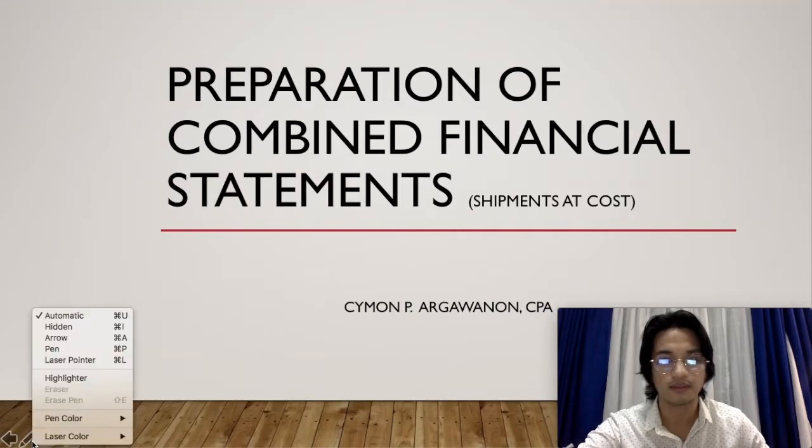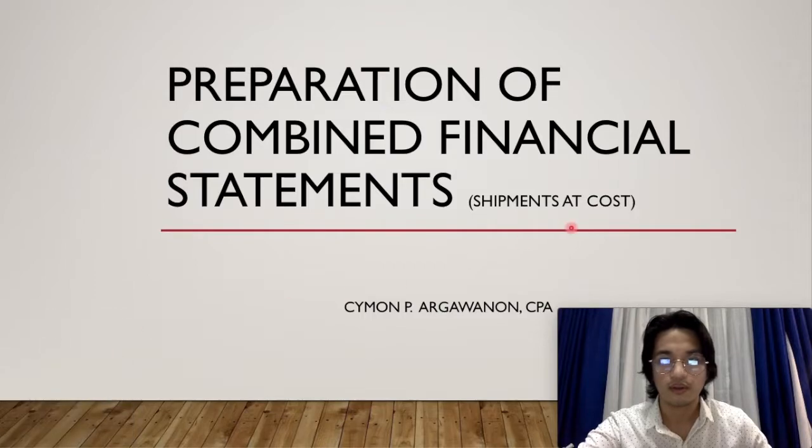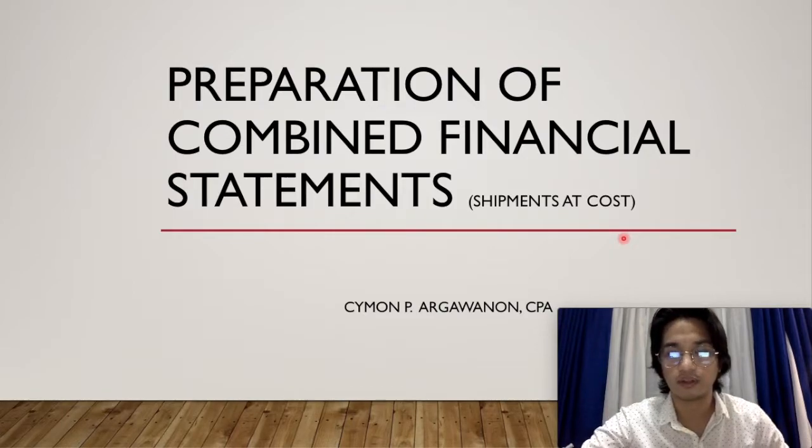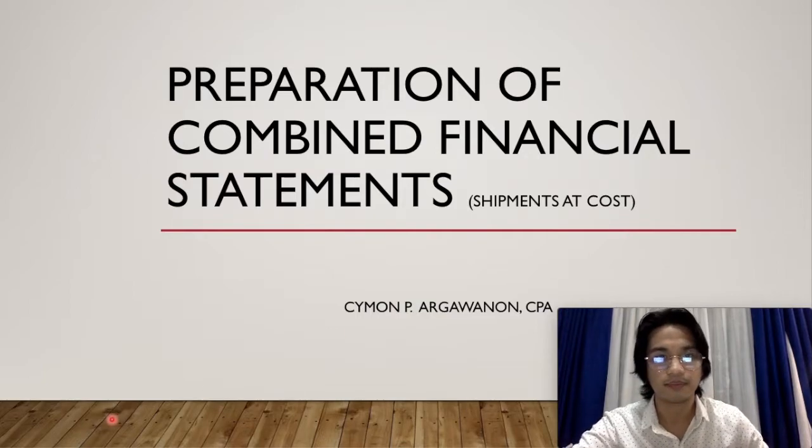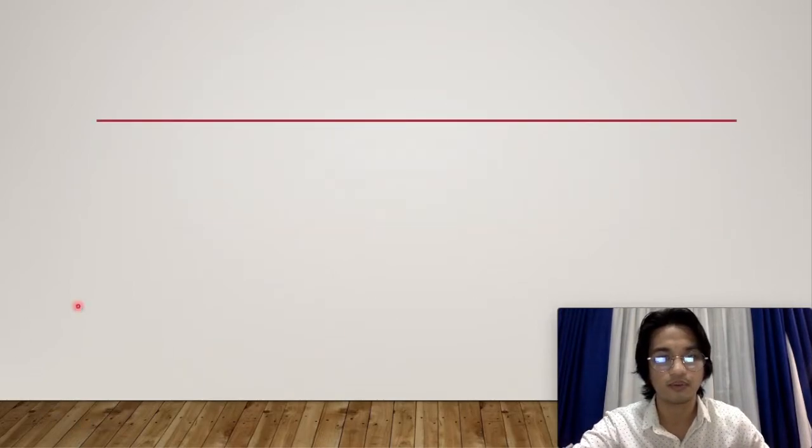Okay, shipment is at cost. I emphasize it here because later we'll have shipment at billed price, and that will include additional journal entries. Okay, so what are the procedures in the preparation of the combined financial statements?